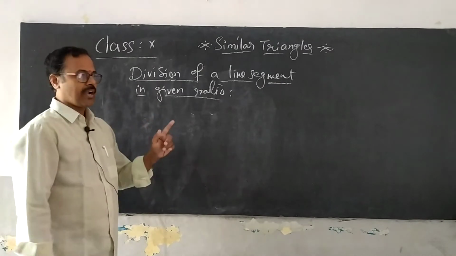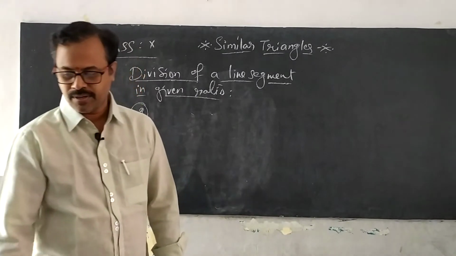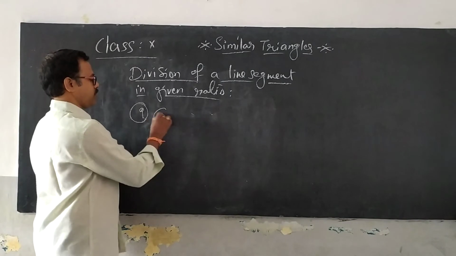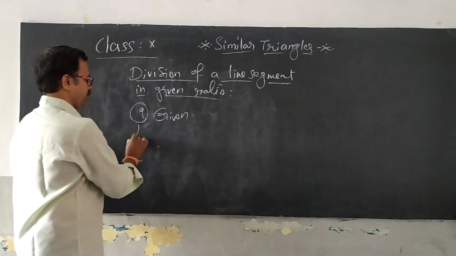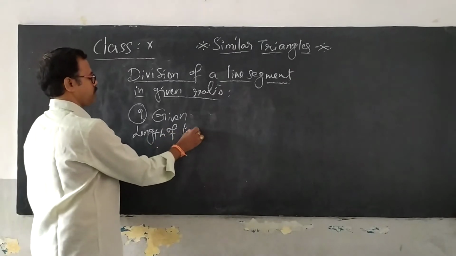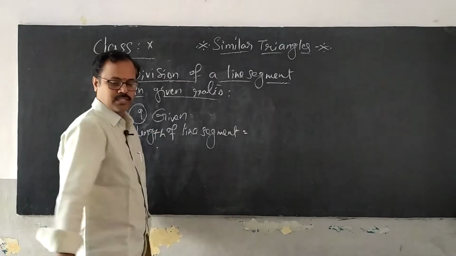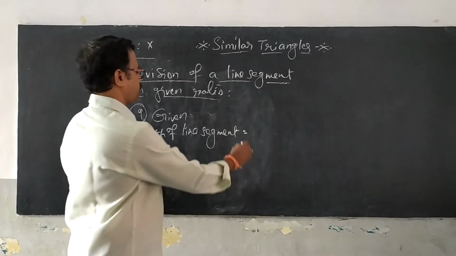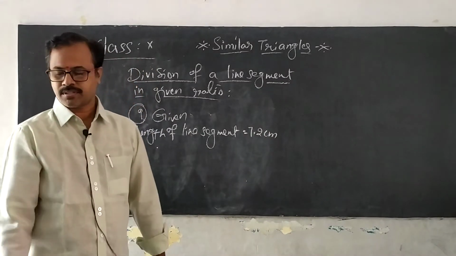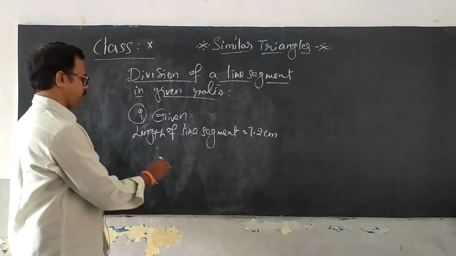Right. Now under this side heading we note the 9th question. What is the 9th question given? Draw a line segment of length 7.2 centimeters. So given length of segment is equal to 7.2 centimeters, and divide it in the ratio 5:3.